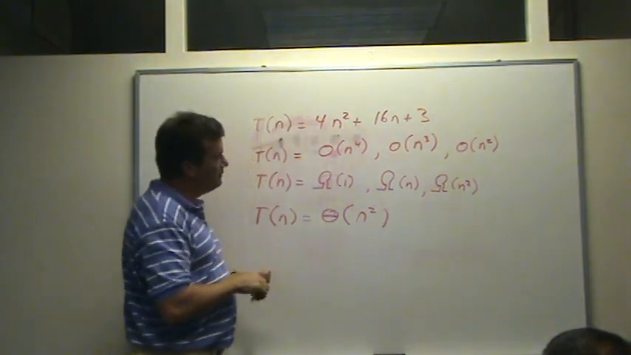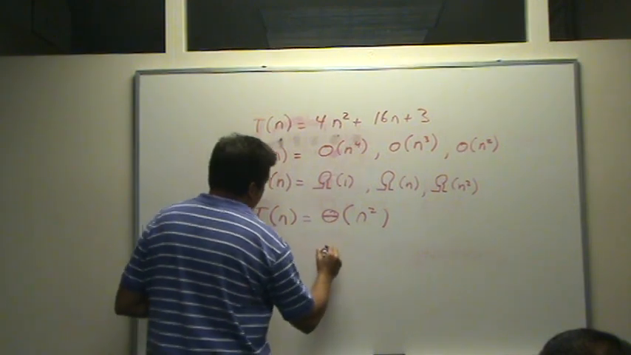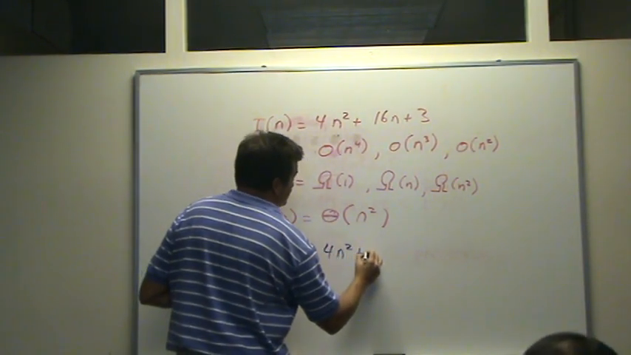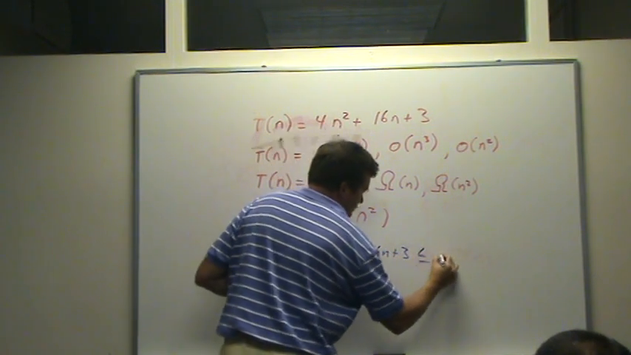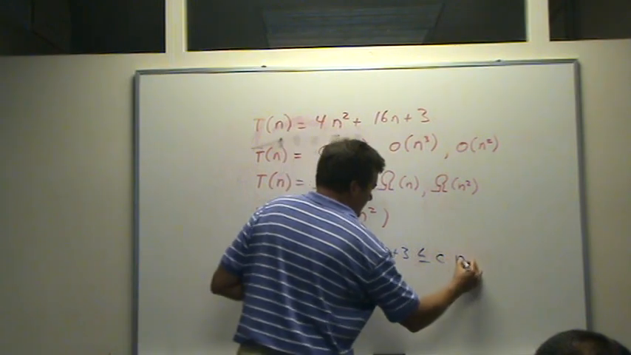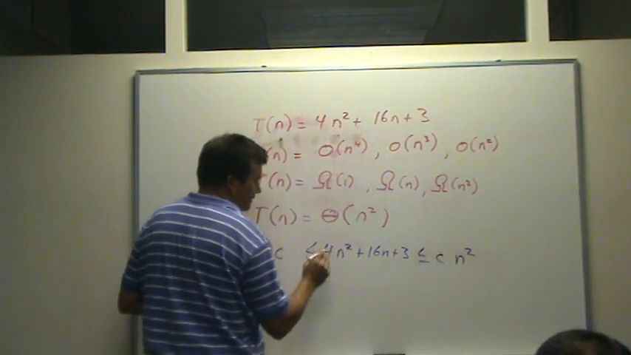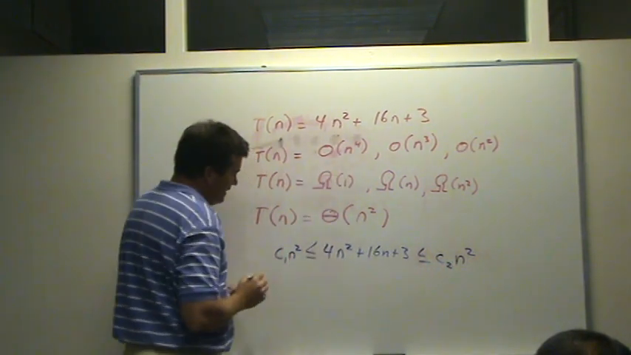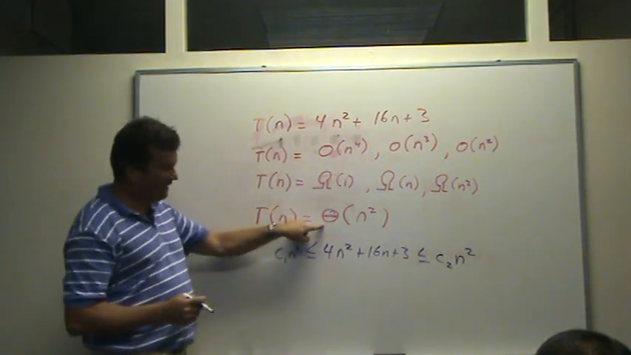That means we could find a constant. What that's going to translate into is this. Our function 4n squared plus 16n plus 3 is less than or equal to a constant times n squared and is greater than or equal to a different constant times n squared. This is constant 2, constant 1 times n squared. If both of these statements are true, then we can use theta.